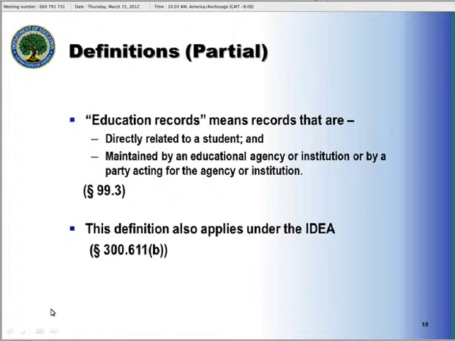So now let's look at the definitions. Understanding the definitions in FERPA as well as in IDEA will help you understand how to apply the requirements of these regulations to your particular situation.